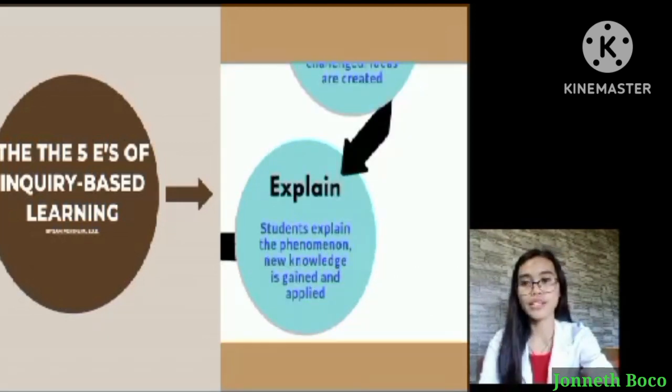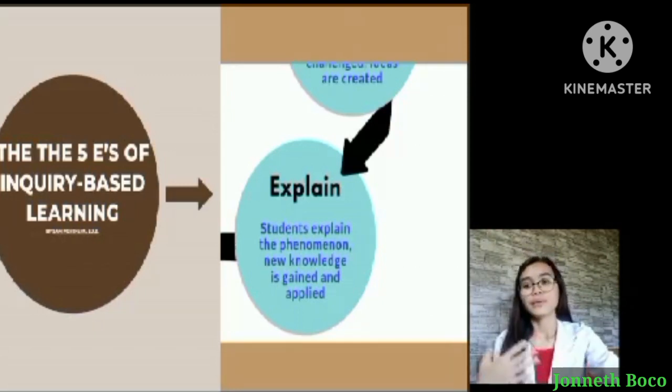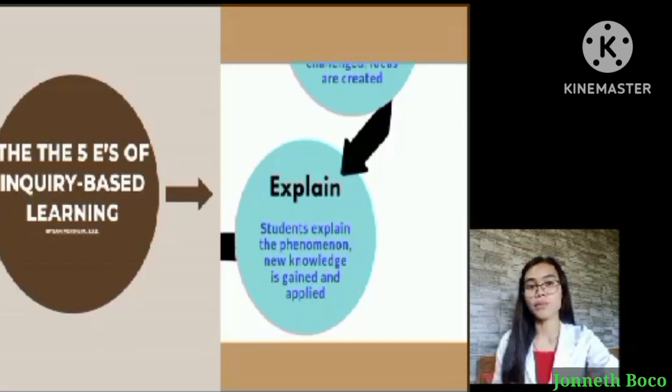Third E is Explain. Students explain the phenomenon, new knowledge is gained and applied. So the teacher explains concepts and skills introduced in the explore phase, like vocabulary instruction, interactive presentations, textbooks, leveled readers, and articles. So the teacher explains that and the students will gain knowledge and apply it themselves.